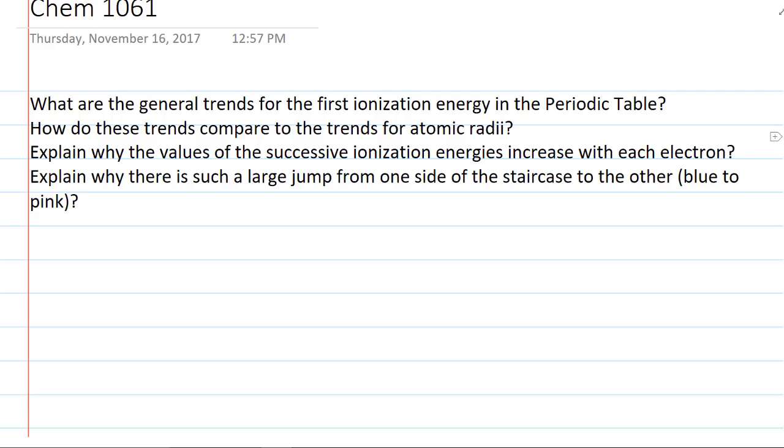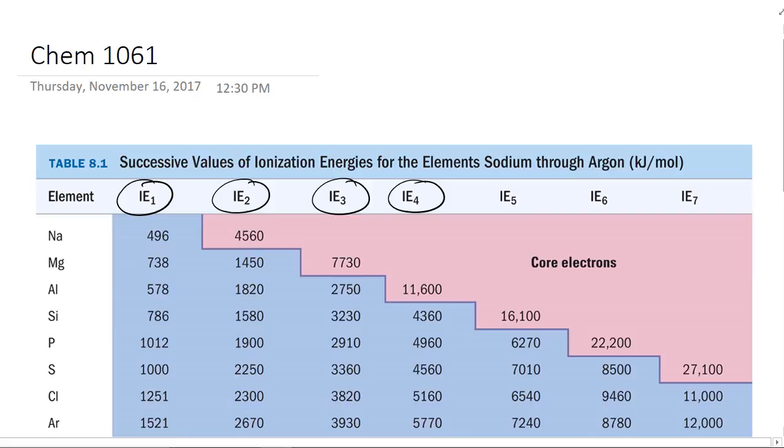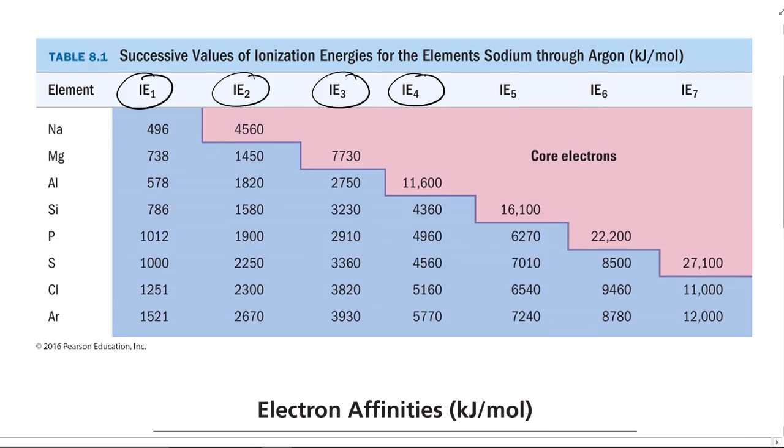So, next question was, explain why the values of the successive ionization energies increase with each electron, and explain why there's such a large jump from one side of the staircase to the other. Now, that's referring to this diagram right here.